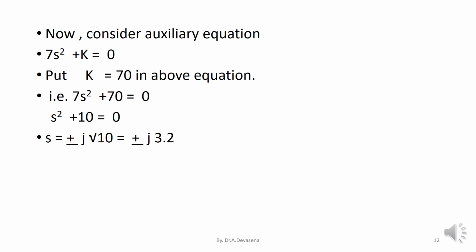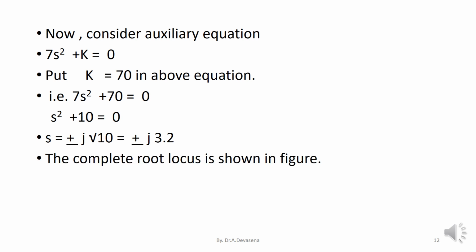If we further simplify the given equation means we obtain the value of s is equal to plus or minus j square root of 10, that is plus or minus j 3.2. This plus or minus j 3.2 is the point where the intersection of the root locus is on the imaginary axis. The complete root locus is shown in figure.